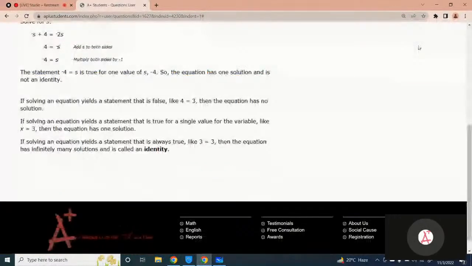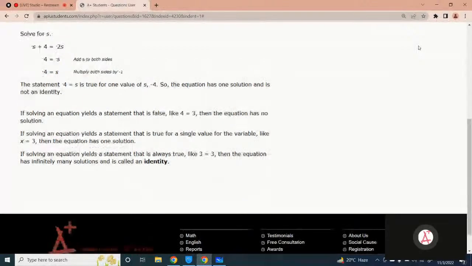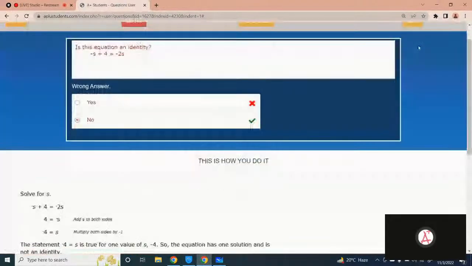Okay, if solving an equation yields a statement that is always true, like 3 equals 3, then the equation has infinitely many solutions. Identity means both sides have the same expression. Got it? But in this case, we don't have that. At one side we have a variable, so it is not an identity. Got it?